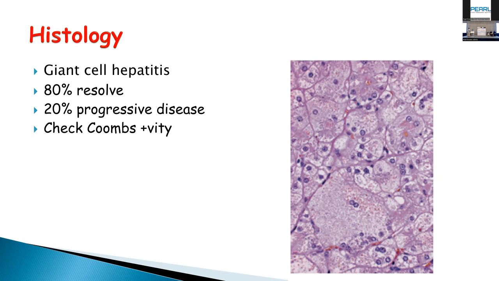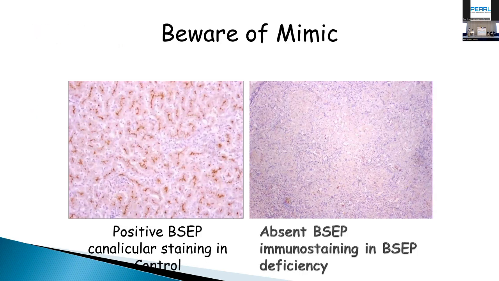And usually when you have giant cell hepatitis, always check Coombs positivity, because if they are Coombs positive, they are associated with a bad outcome. And also, more recently, what we found out is type 2 PFIC. It mimics giant cell hepatitis. So the biopsy will look exactly like giant cell hepatitis, but only when you immunostain them, you can find out that it is BSEP deficiency, type 2 PFIC. So a child with giant cell hepatitis, think of two things: PFIC type 2, and always do a Coombs test.